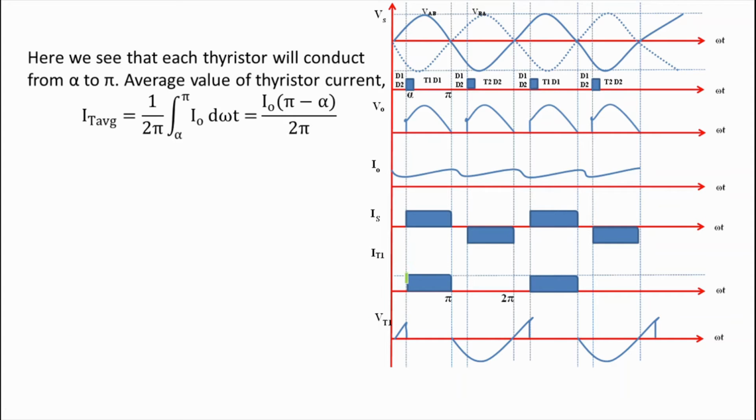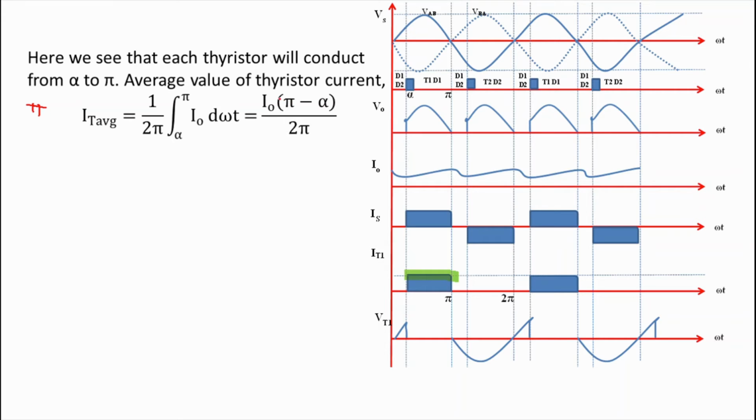Now here in the waveform, see the current through the thyristor exists from alpha to pi. So we can write the average value of thyristor current as IT average is equal to 1 upon 2 pi, where 2 pi is the time period of thyristor current, integration alpha to pi I naught d omega t. So it gives I naught (pi minus alpha) by 2 pi. This is the value of average current through the thyristor.